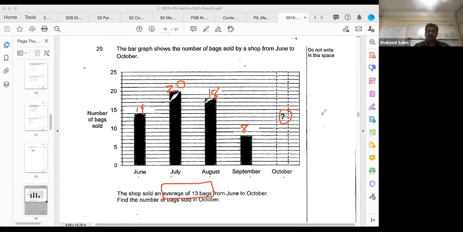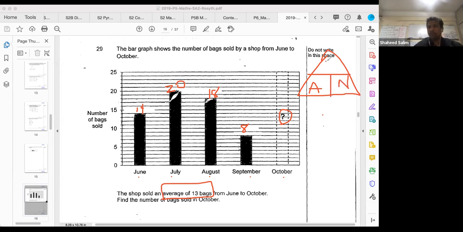So this one is not so direct. Find what's the total. Use the formula, find the total. Okay, you want to find the total. How to find the total? Average times number of months.